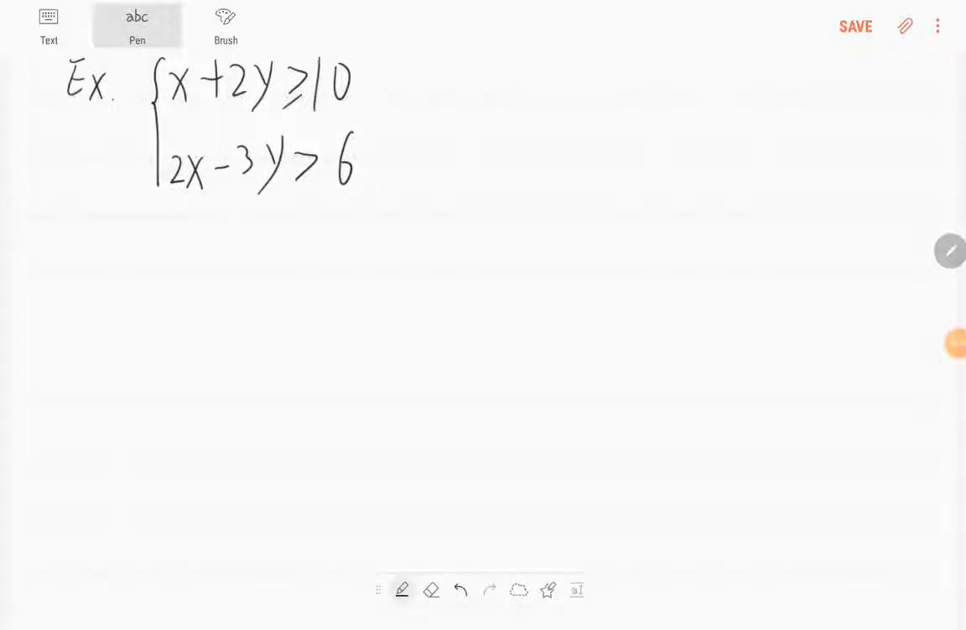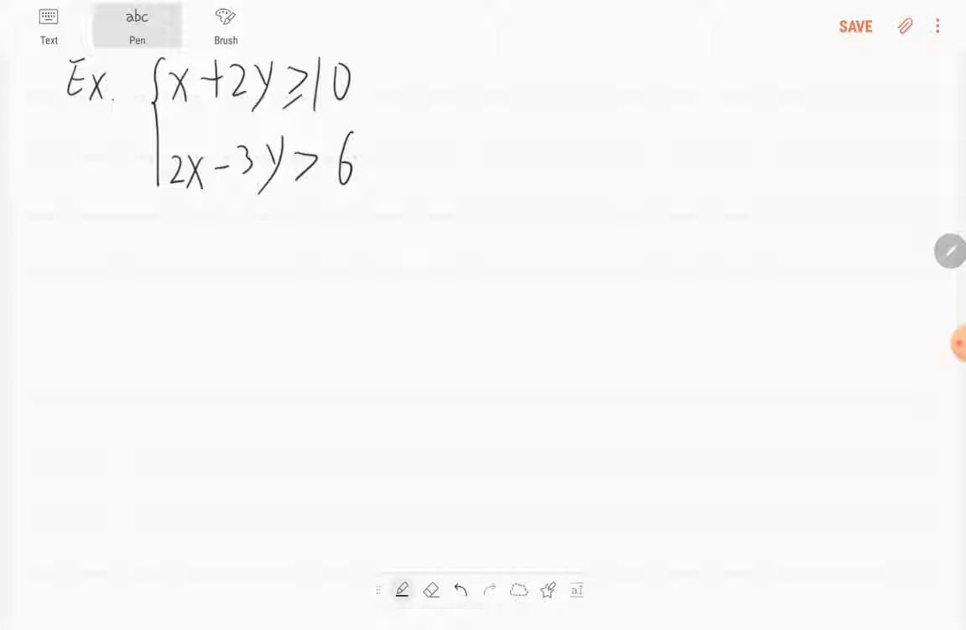Now let's look at this example. This is the system of linear inequalities. The first is 2x plus 2y greater than or equal to 10. So this boundary should be a solid line, right? Not a dashed line. And the second inequality is 2x minus 3y greater than 6. So the boundary for this inequality should be a dashed line, not a solid line.